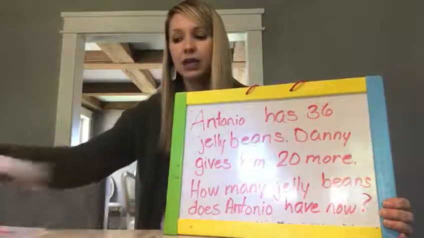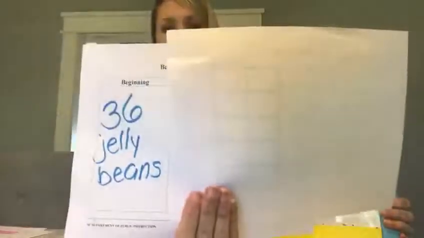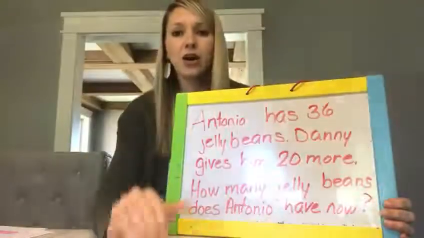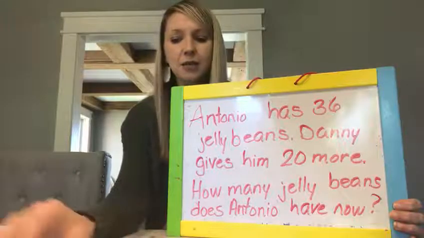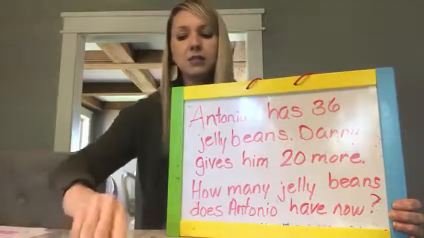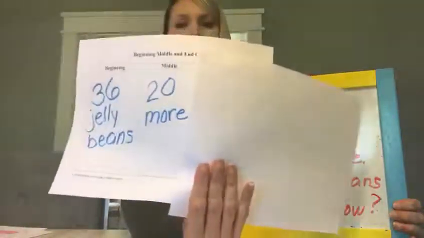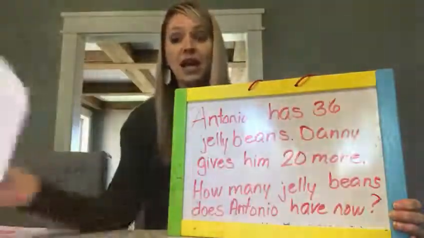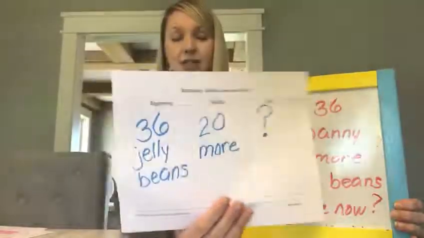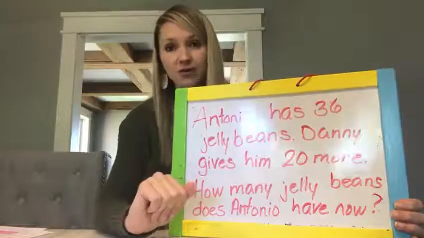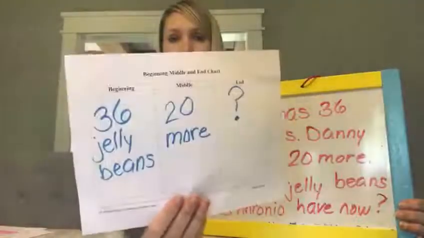So we can look right here, and I've got a chart with beginning, middle, and end. So in the beginning, he gets 36 jelly beans. All right, what happens in the middle of our problem? In the middle, Danny gives him 20 more. So in the middle, Danny gives him 20 more. I can't hold my paper. There we go. In the middle, he gives him 20 more. Do we know what's happened at the end yet? We do not know what's happened at the end yet. So this problem is result unknown. We've talked about that before, result unknown. So we have to figure out the end of our problem.